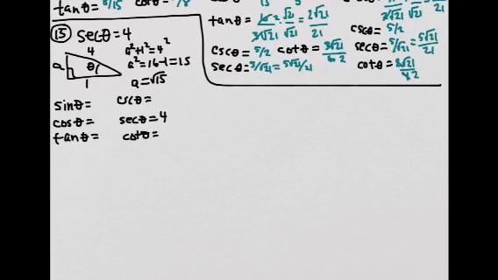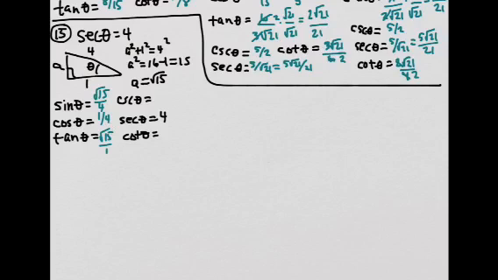So all we have to do now is fill in the ratios. Sine is the opposite over the hypotenuse, so radical 15 over 4. Cosine is adjacent over hypotenuse. And again, you could have said, well, the reciprocal of secant is cosine. So the reciprocal of 4 is a fourth. Same thing. Tangent is opposite over adjacent, so tangent of theta is radical 15 over 1, which is just radical 15.